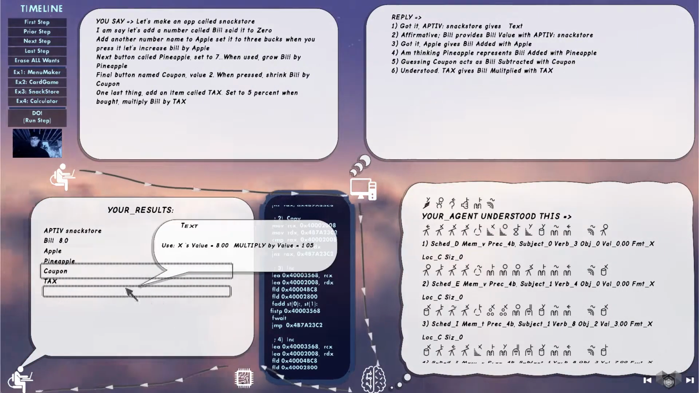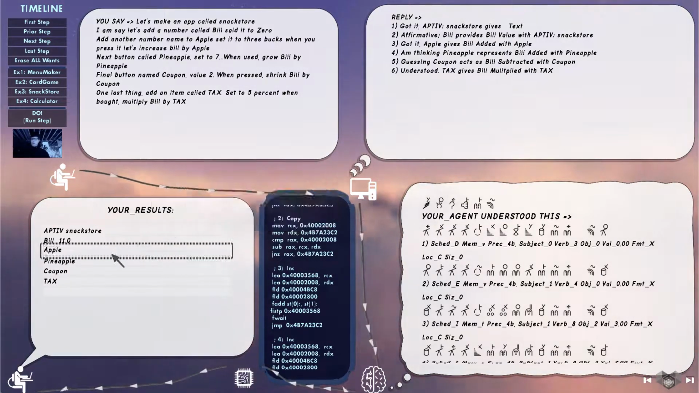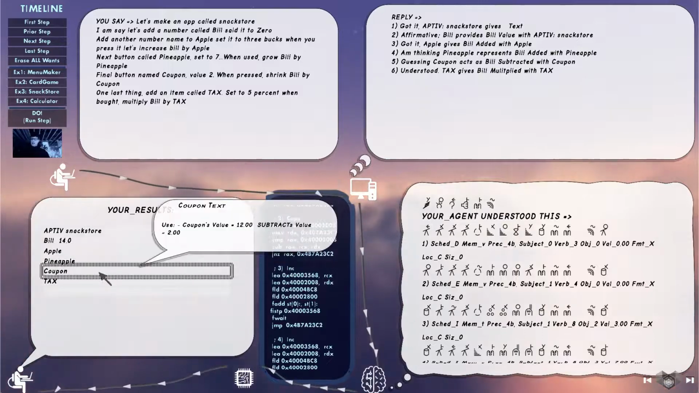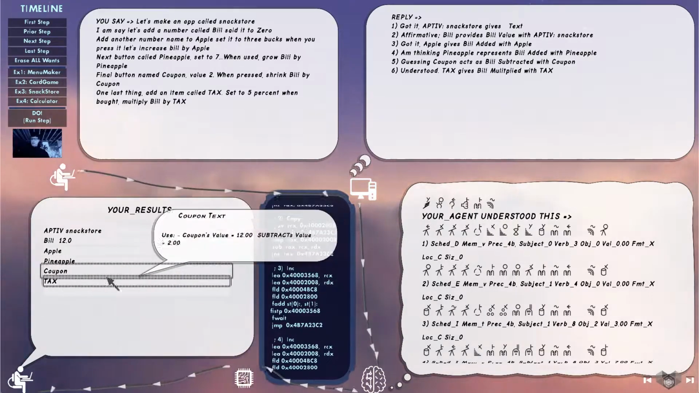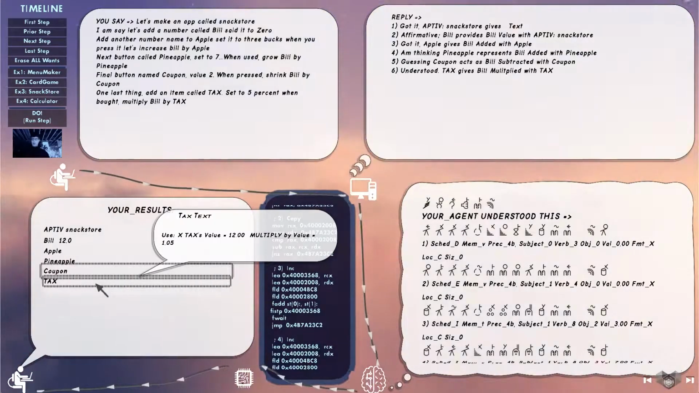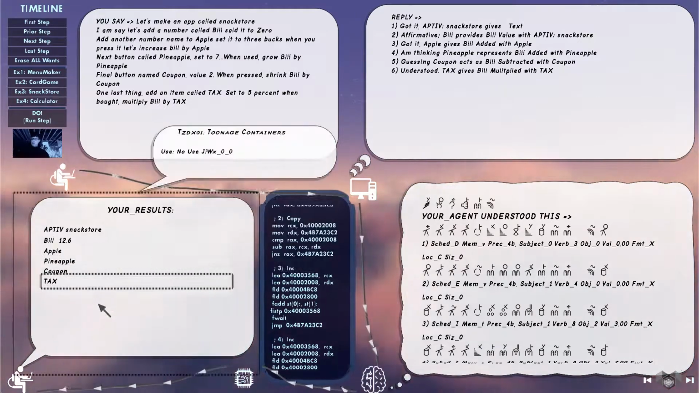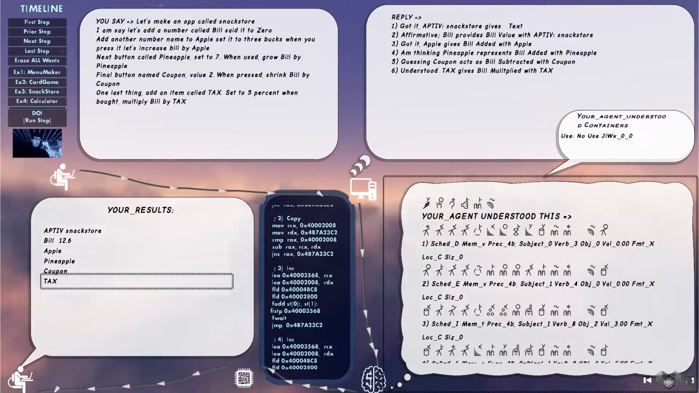But we didn't actually apply the tax, so we're at 8. Let's add another apple and maybe take off 2 more coupons. We're down to 12, or it's 1 coupon. So let's add the tax. So that's 5%. Multiply by 1.05. Let's see how that works. Yep, 12.6. Okay. So there's our fruit store.